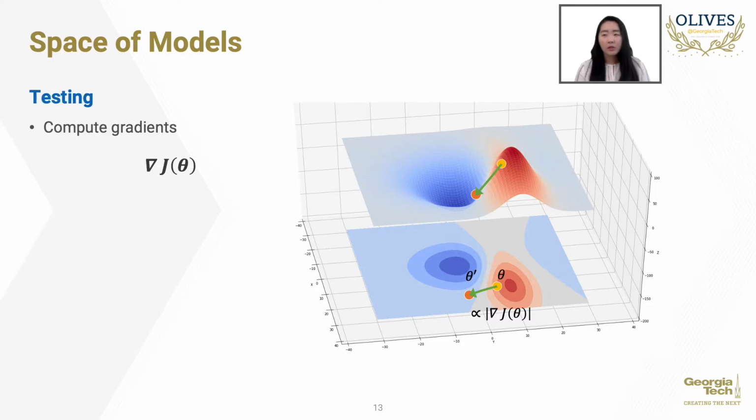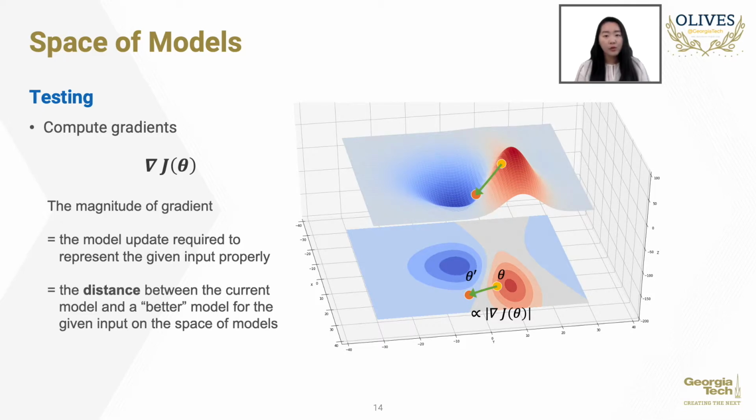Let's think about model evaluation. Given a trained model, we can still compute gradients for an input in the same way as in training. It's just that it will not be used for an actual model update. So the magnitude of the gradient here means the amount of update required to represent the given input properly. So you can think of it as the distance between the current model parameterization and another model that performs better for this specific input.